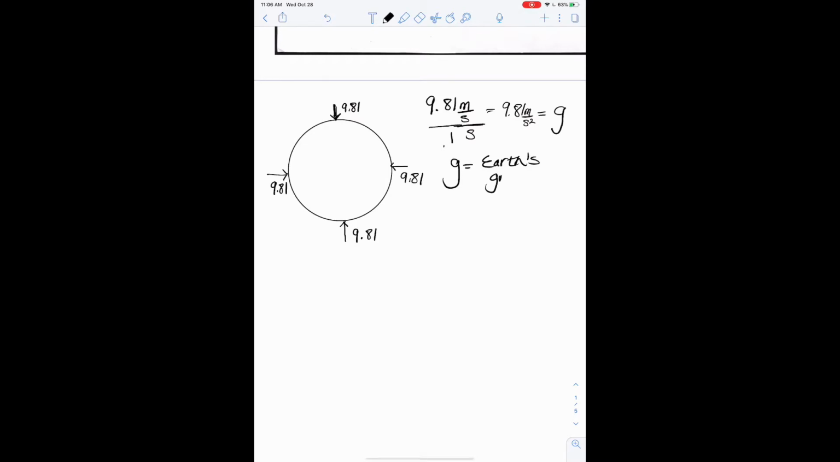So if you go to a different planet, baby g is different. For instance, on the moon, right off the top of my head, I think it's approximately 1.6 meters per second squared, in case you're wondering. The moon doesn't have as much mass as the Earth. Its gravitational field is smaller. So anywhere around the Earth, you have this gravitational field. You have this force field. You have this acceleration that this force field causes.